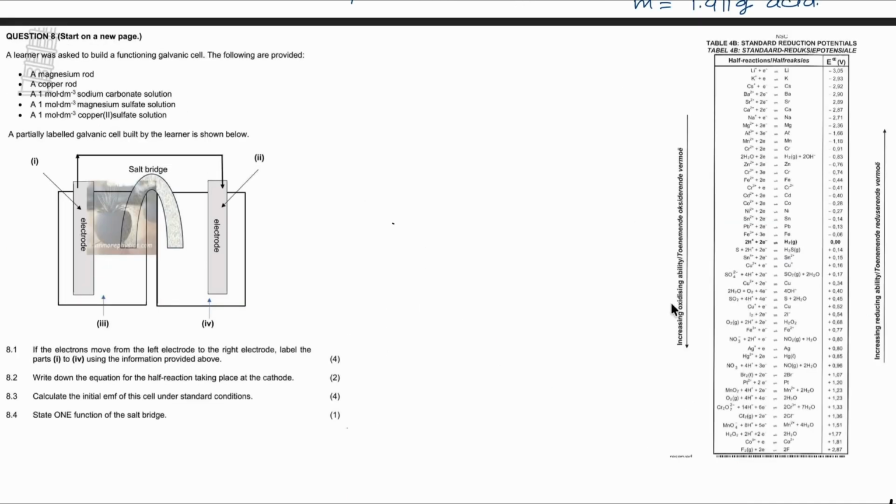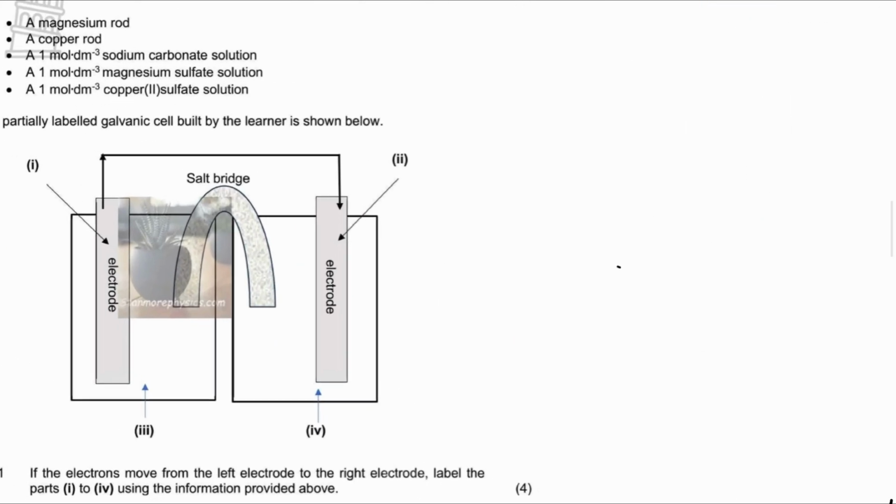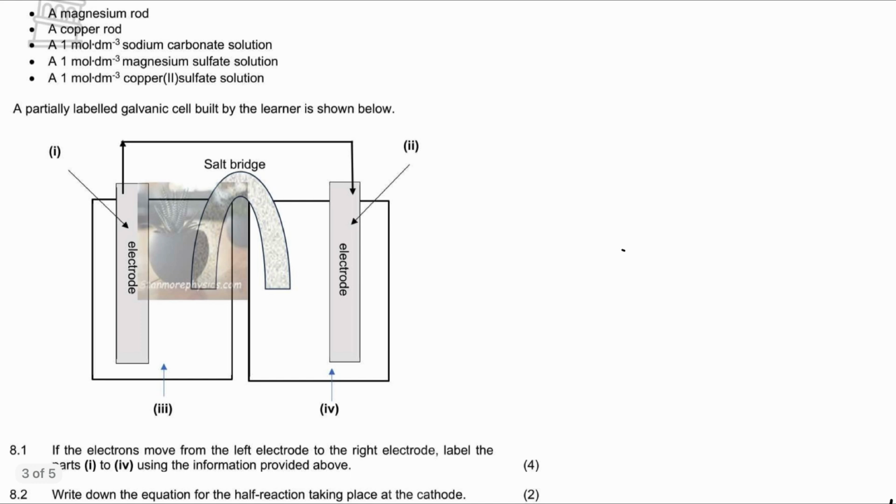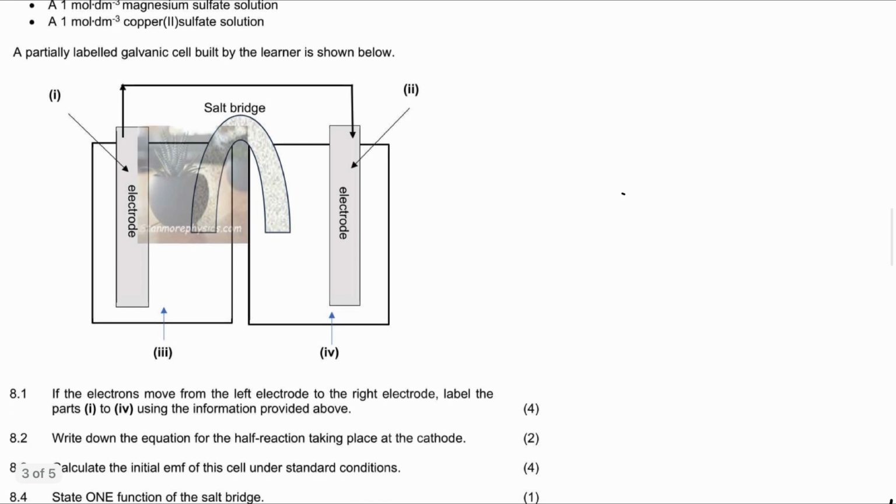Let's take a look at question 8, the electrochemistry question. A learner was asked to build a functioning galvanic cell. The following are provided. They give us a list of items and they then tell us a partially labeled galvanic cell built by the learner is shown below. If electrons move from the left electrode to the right, label the parts 1 to 4 using the information provided. So electrons are moving this way. That must mean that this is the anode and this is the cathode.